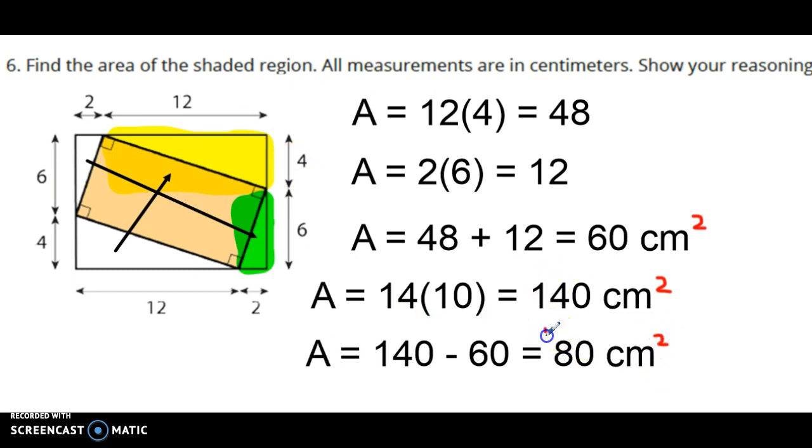Because we did so much work here, we definitely want to box our answer to distinguish it from the rest of our steps.